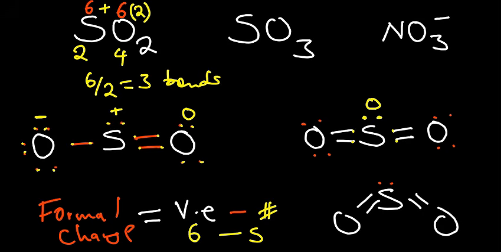All the oxygen atoms have got 6 valence electrons. We'll count the things around them. We've got 1, 2, 3, 4 lone pair electrons plus 2 bonds, giving us 6. 6 minus 6, 0. On the right as well, 0. So here we've got 0 formal charges.